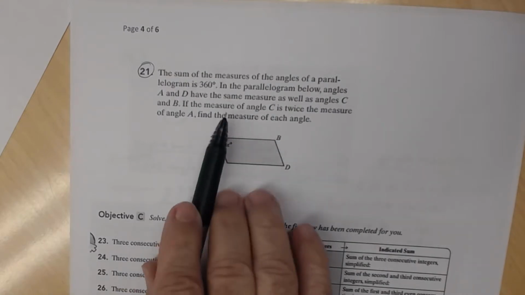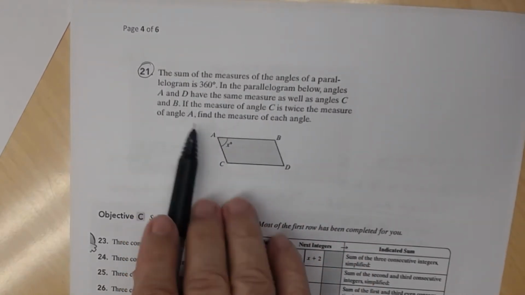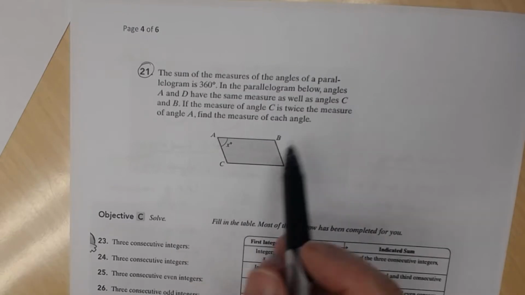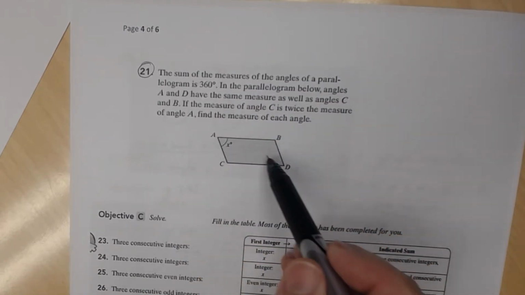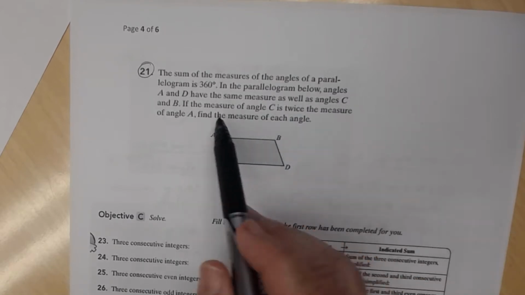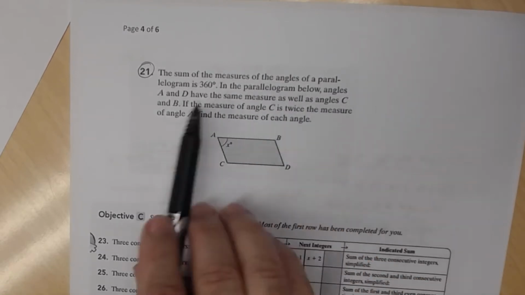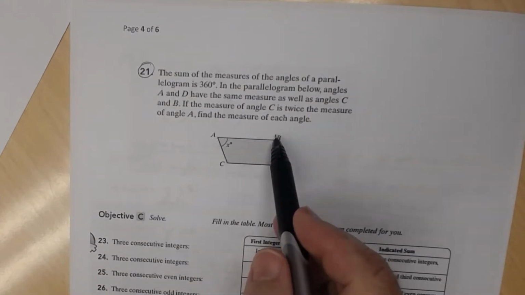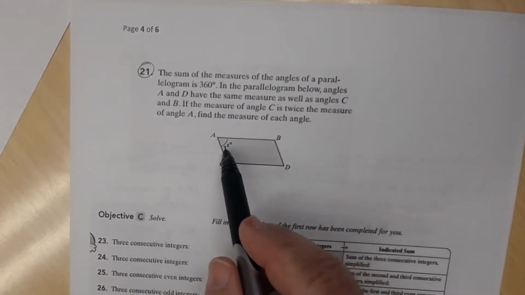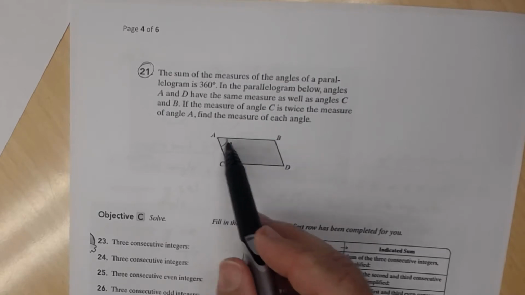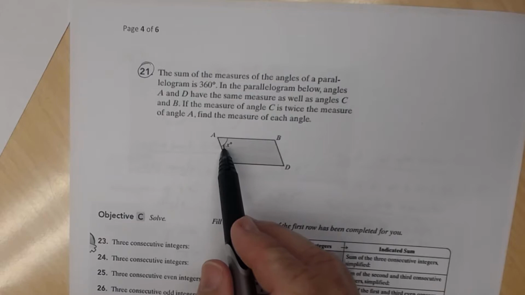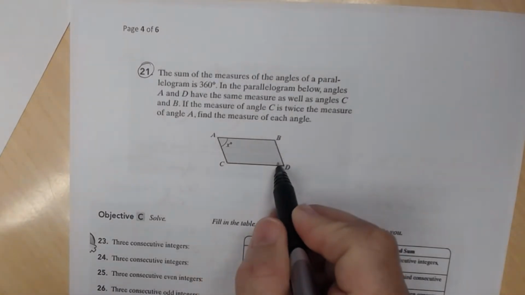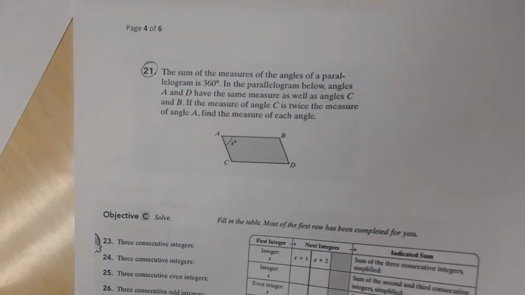360 degrees. Okay, so now we're talking about a parallelogram here. In a parallelogram, remember, opposite angles are congruent. So notice they say this, in the parallelogram below, angles A and D have the same measure as well as C and B. Okay, so that's one of the properties of a parallelogram. Opposite angles are congruent. So you see how they have that this measures x, then you have to use the fact that this is x as well. So let me go ahead and draw this.